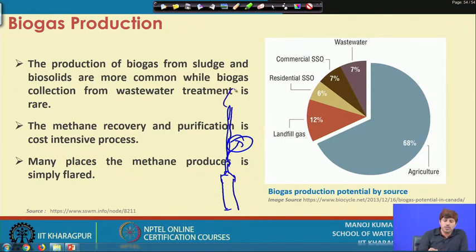So, what they do is just put it to the flame, so that the gas is burned in the atmosphere for no practically fruitful use. So, that is one of the challenges in terms of biogas utilization here.